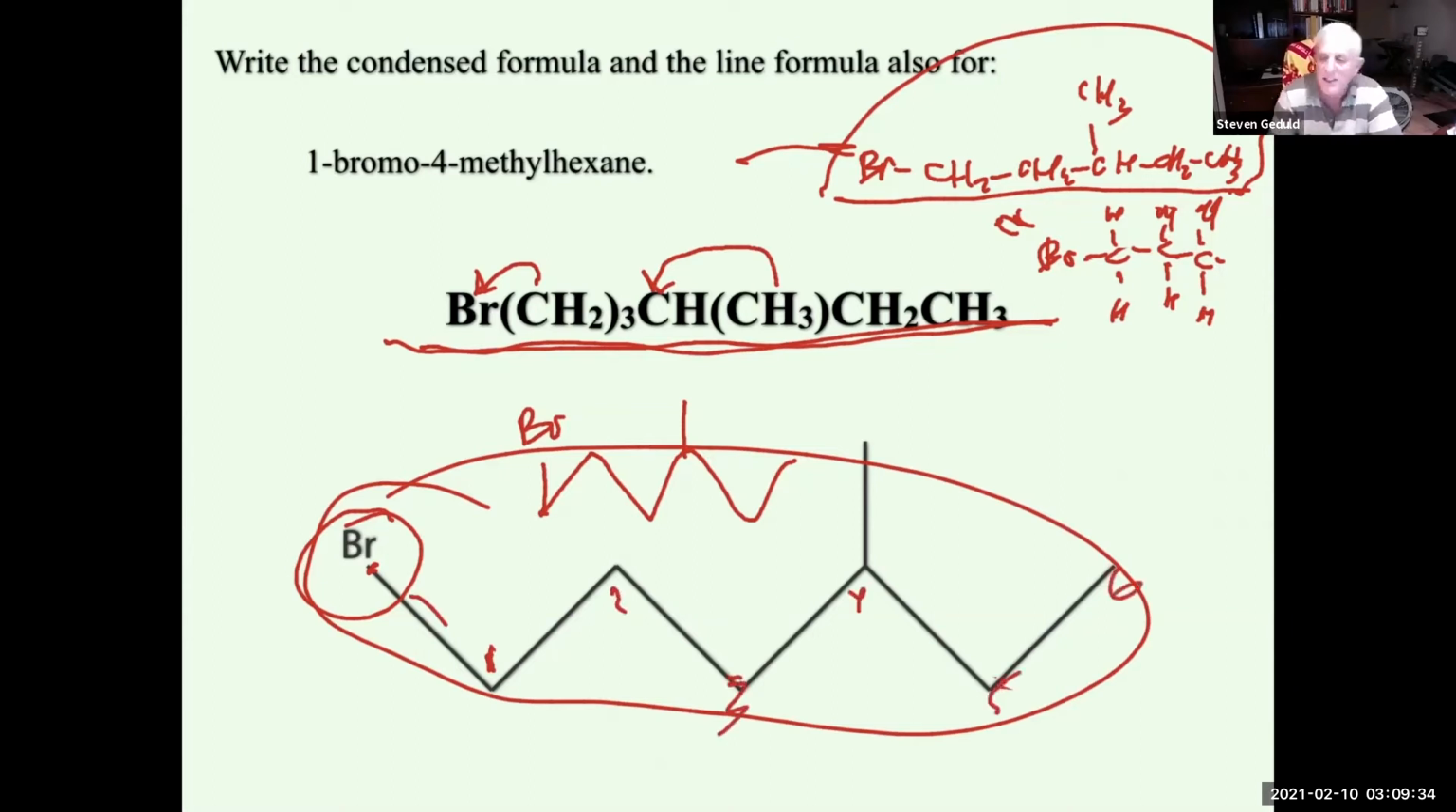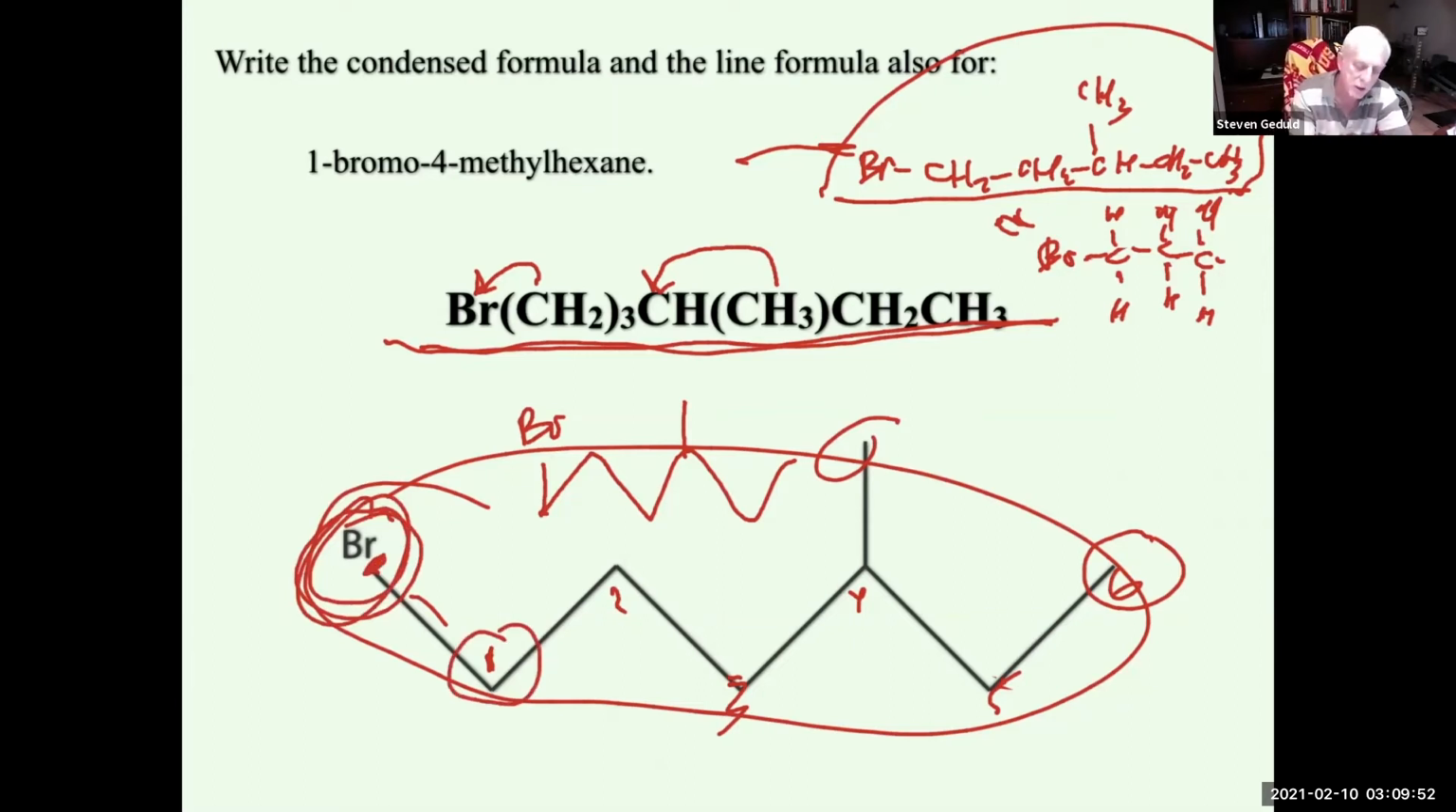So if there's nothing at the end, that's a carbon. If there's something at the end, that's your attachment. A lot of people count this as the first carbon, and it's not. That's just a bromine attachment to the number 1 carbon, which is right there.